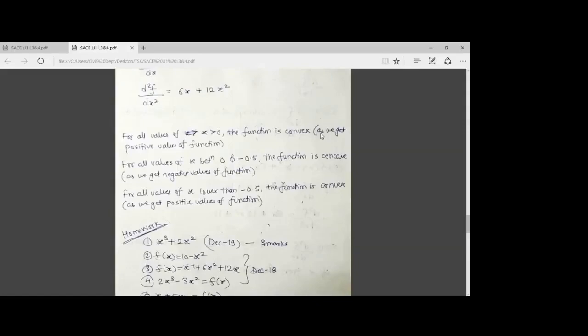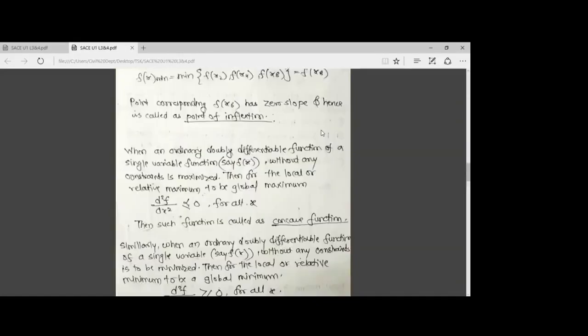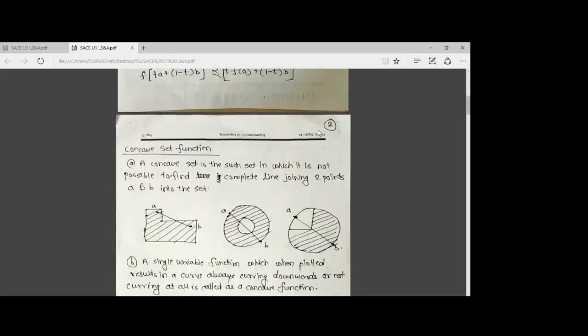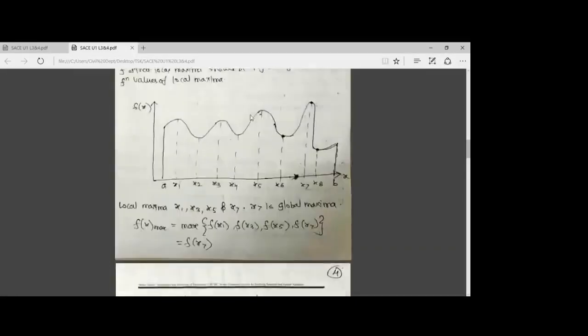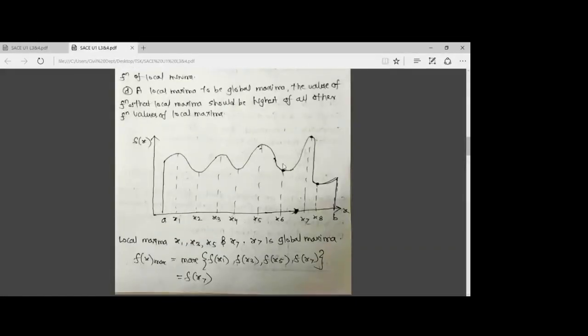Now particularly we had seen upward here in the explanation, this x6 is acting as a point of inflection. At the point of inflection, what will happen if there is a zero slope?